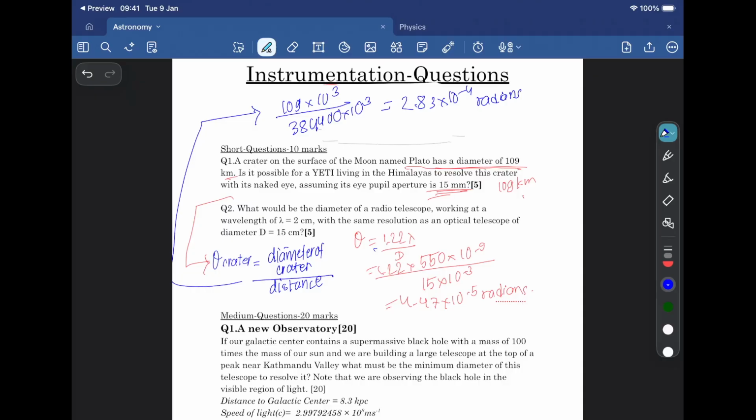So, just compare this with this. We have theta crater as this right here, but the telescope can resolve even a smaller one. So yes, it can resolve it, right?